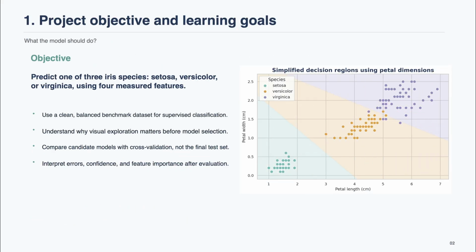The main objective of this project is to classify an iris flower into one of its three species: Setosa, versicolor, or virginica. The model uses four numerical input features, which are the flower sepal and petal measurements. Since the target has three possible classes, this is a multiclass classification problem. The learning goal is to understand how a supervised classification flows from raw data to a final prediction pipeline.